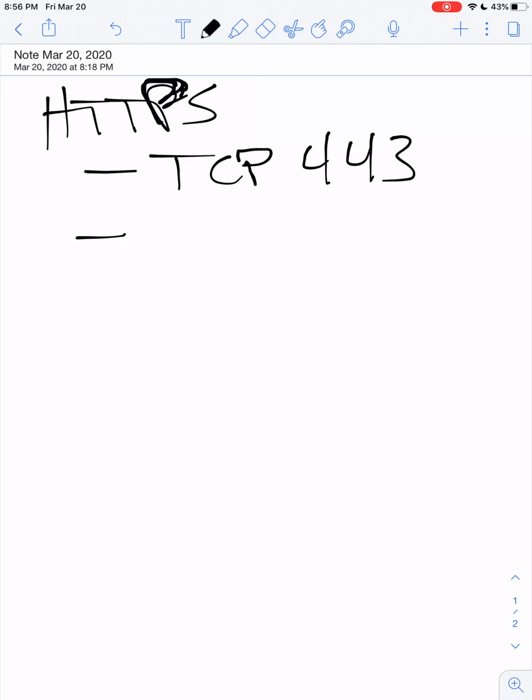Common problems we have with HTTPS are expired certificates. When you go out and buy a certificate, that certificate's good for a very specific period of time: 6 months, 1 year, 2 years, 3 years. You used to be able to get 5-year certificates. I haven't seen one in a long time. Usually they start with 3 now.